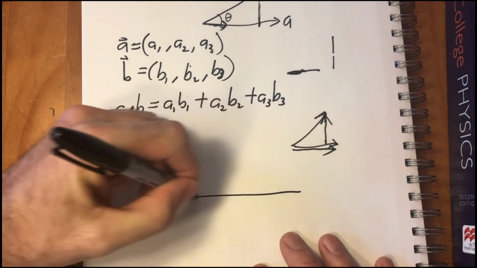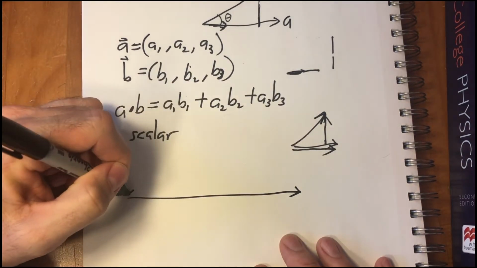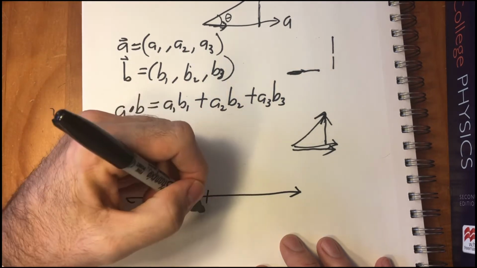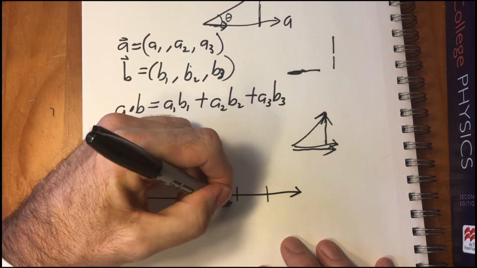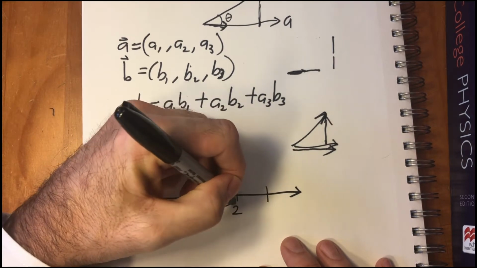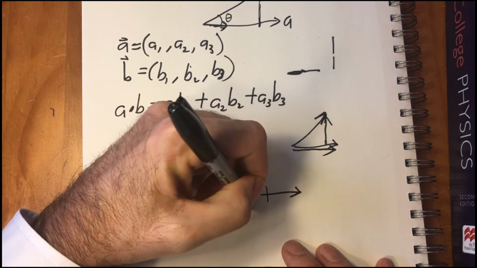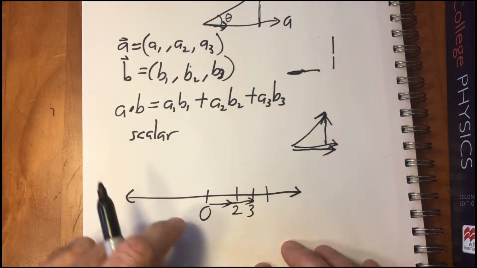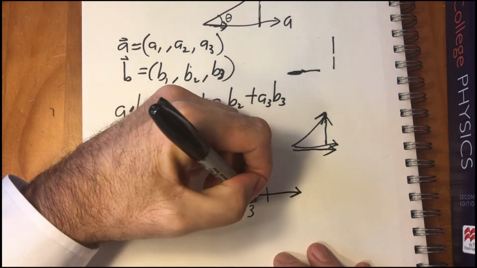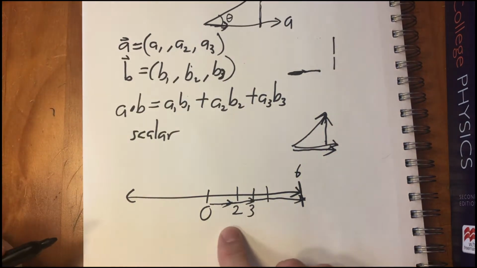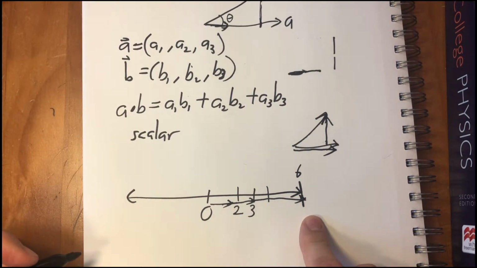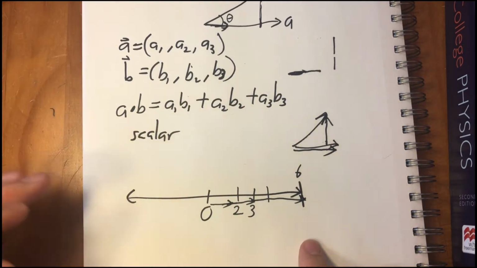If we're looking in one dimension, just a real number line, and we have maybe 2 and maybe 3, and we multiply these together, we take 3, scale it, double it, and we end up with 6, right? So that's how multiplication works in one direction.